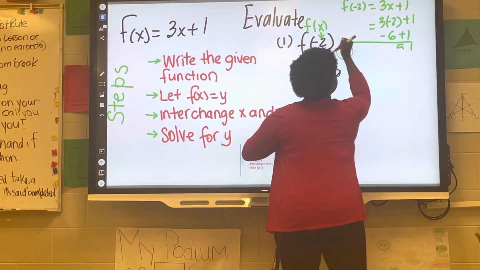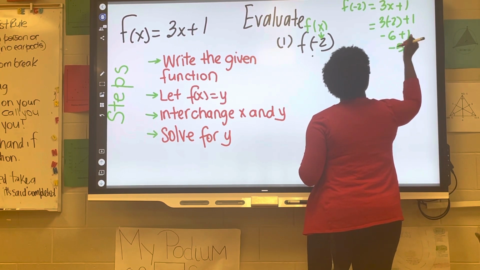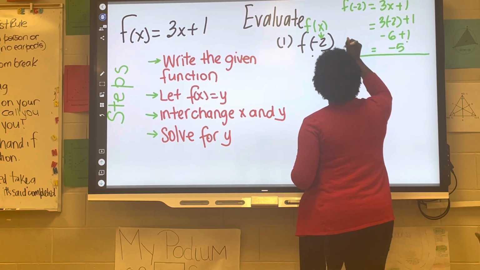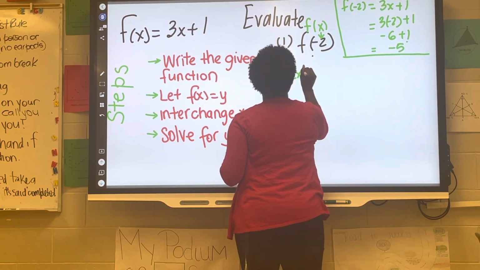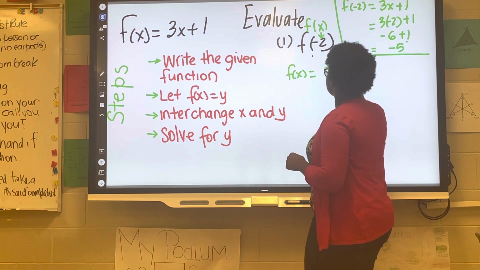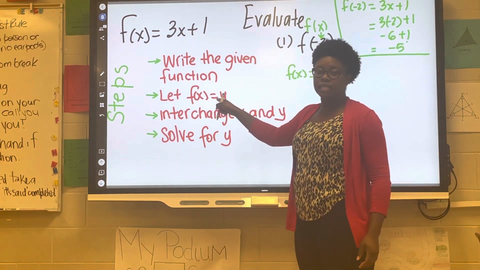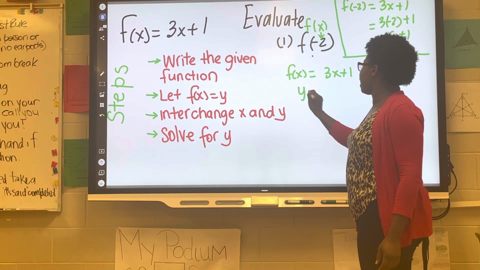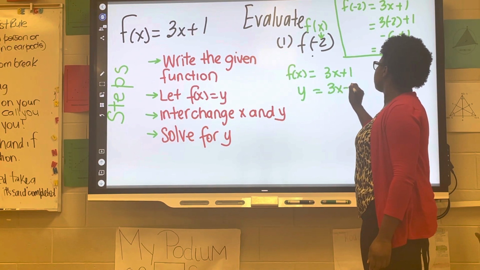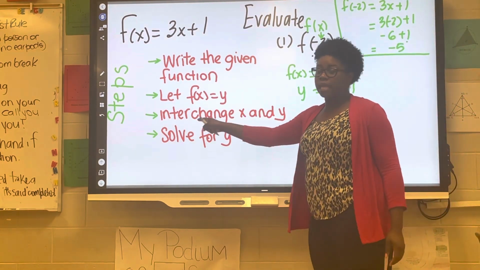I'm going to erase this for a little. Hold on. So the answer here is negative 5. So that's that. So step 1, we're going to write the function. So f of x is equal to 3x plus 1. Right? Our next step is to let f of x equal to y. So when we see f of x here, we're going to say y is equal to 3x plus 1. That's our next stage.